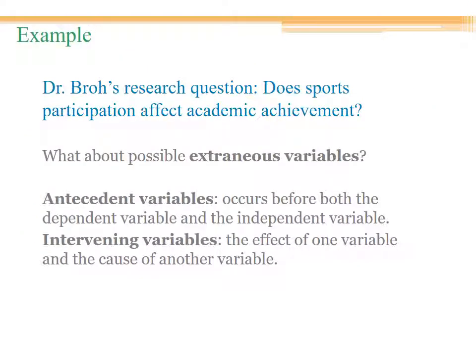So one is an antecedent, which is a variable that occurs before either the dependent or the independent variable. So something that existed before students started participating and started playing sports, or before they took tests or went to school. And there's also an intervening variable, and this is a variable that is the effect of one variable and the cause of another. Okay, let's take a look at a figure that will help illustrate this.